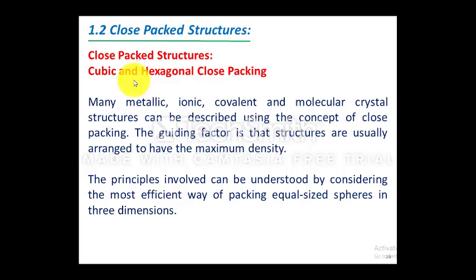We will discuss close packed structures, which are cubic and hexagonal close packing. We know that many metallic, ionic, covalent and molecular structures can be described using the concept of close packing. The guiding factor is that the structures are usually arranged to have the maximum density. Maximum density means the atoms or ions are closely packed and there is not so much free space among them. The principle involved can be understood by considering the most efficient way of packing equal size spheres in three dimensions.